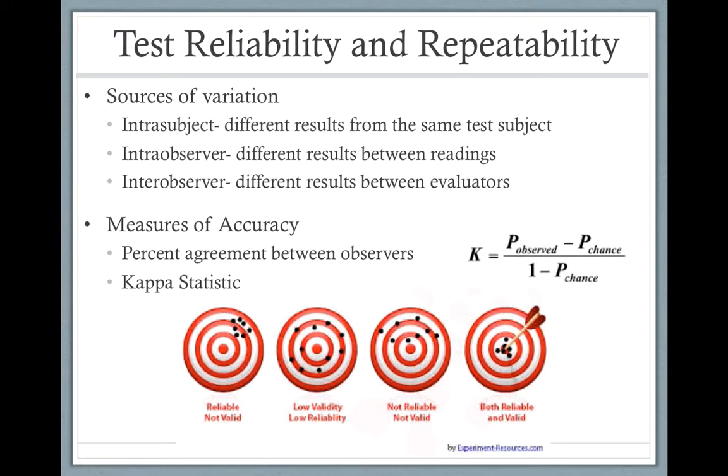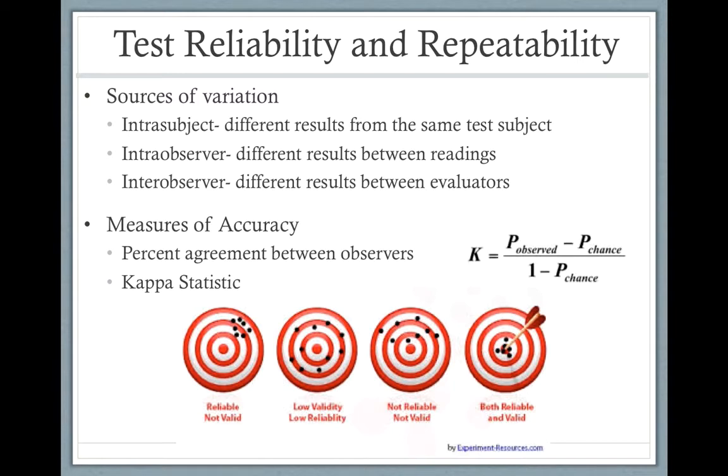And then the final type is the inter-observer, and that is between observers. If we look at the same x-ray, the difference between us saying that there is a disease or not. So that's another element of reproducibility or repeatability of a test result.